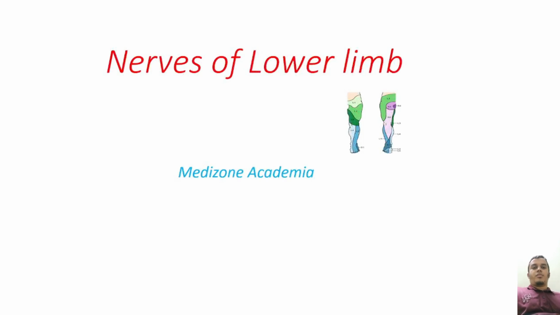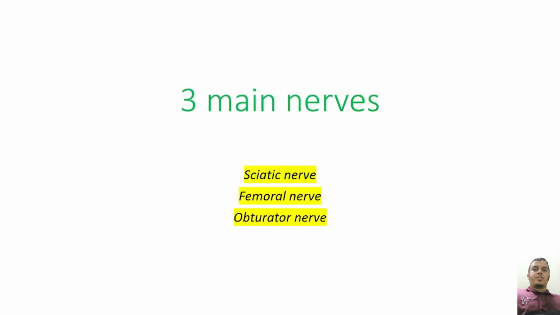Today we will discuss the nerves of the lower limb. In the lower limb there are three main nerves: the sciatic nerve, the femoral nerve and the obturator nerve.